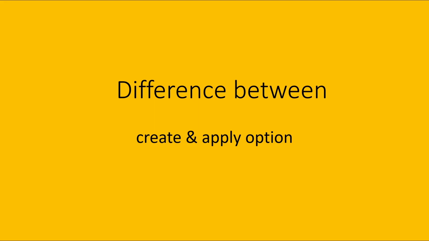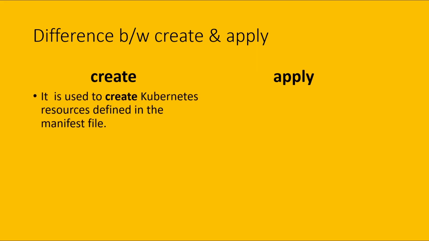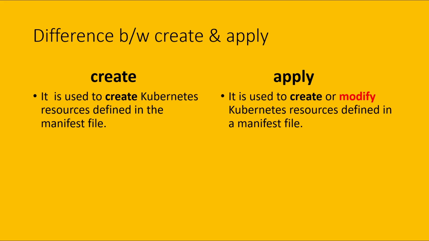Today we are going to cover one topic: the difference between the create and apply options with the kubectl command. In create, it is used to create Kubernetes resources defined in the manifest file, the YAML file. However, apply is used to create or modify Kubernetes resources defined in the manifest file. What does it mean? With create we can create resources, but we cannot modify them. With the apply option we can modify. Yes, let's explore it in the lab section.